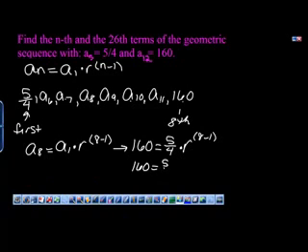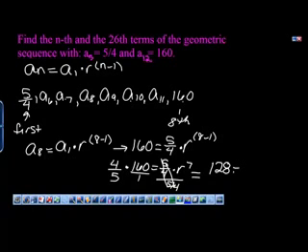160 equals 5 over 4 times r to the 7th. Let's divide by 5/4, so we can get rid of this. And remember, dividing by a fraction is the same as multiplying by its reciprocal. So here they cancel out. Place 160 over 1 and we can cross multiply. You will get 128 equals r to the 7th.